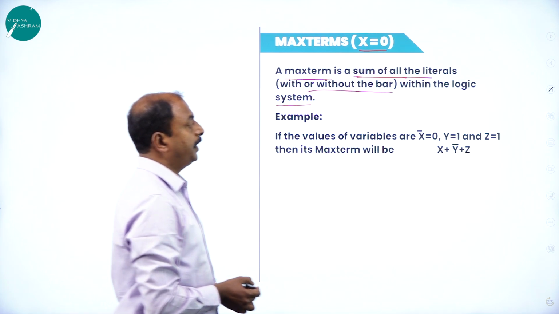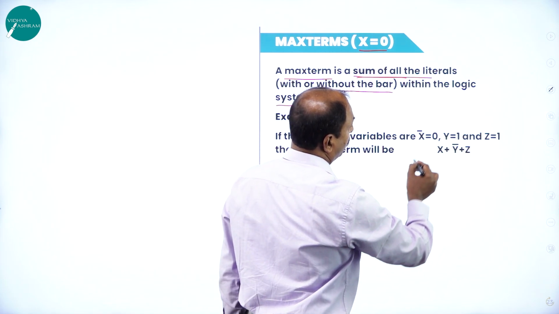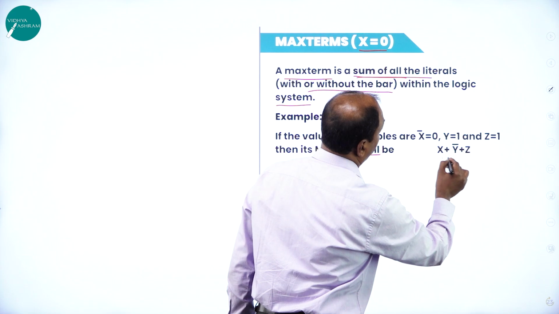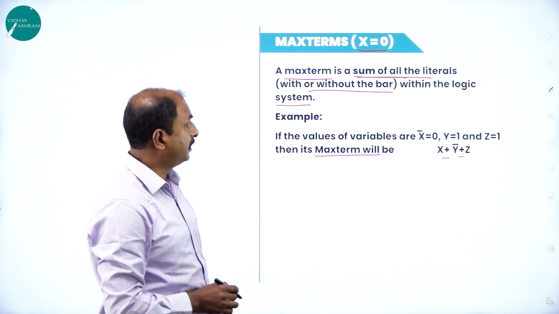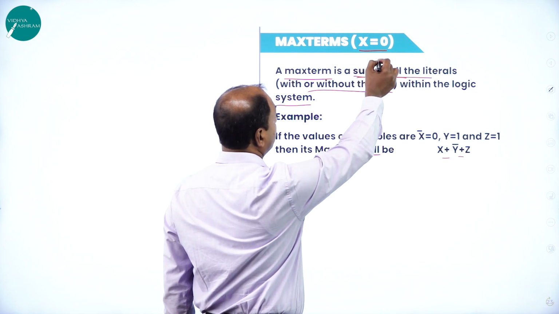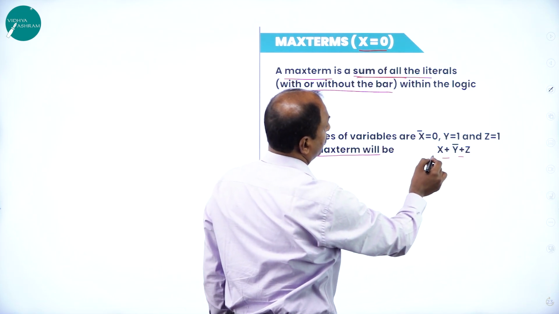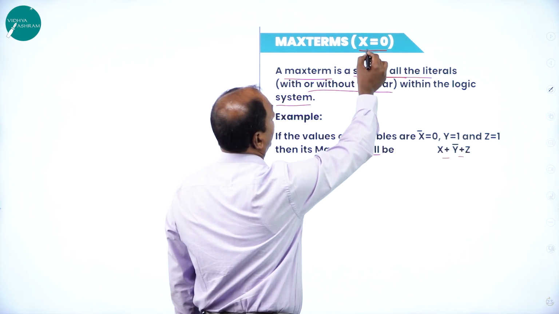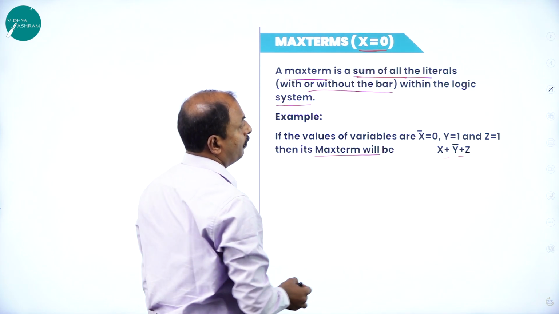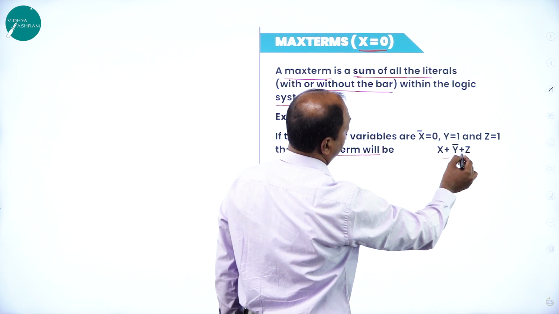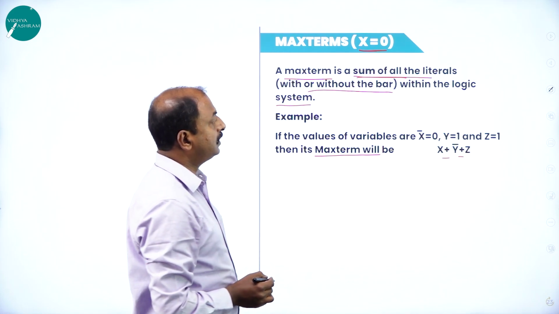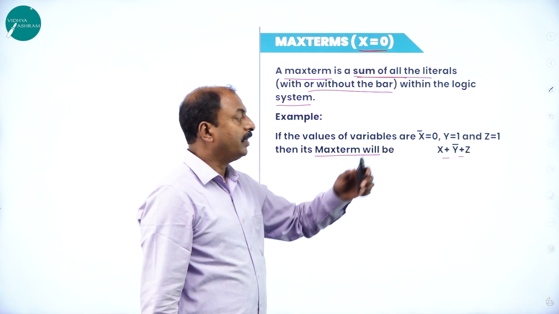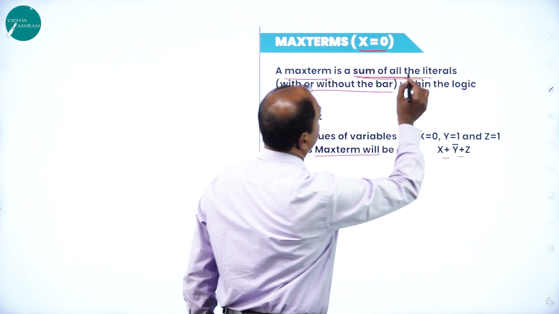For example, if x equal to 0, y equal to 1 and z equal to 1, how do we write the Maxterm expression? Here we use plus because it is the sum of all the literals. So in Maxterm form, x equal to 0 will be x, plus y naught, because the value of the non-barred literal should be 0 but here it is 1, and then z. This is how we write a Maxterm expression for the given values of literals, and it is the sum of all the literals.